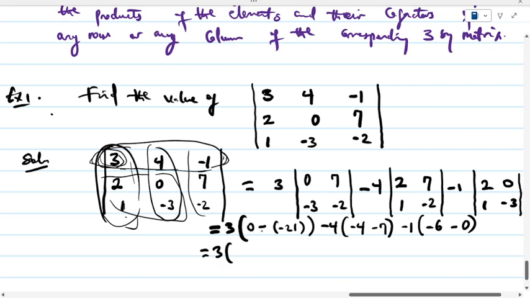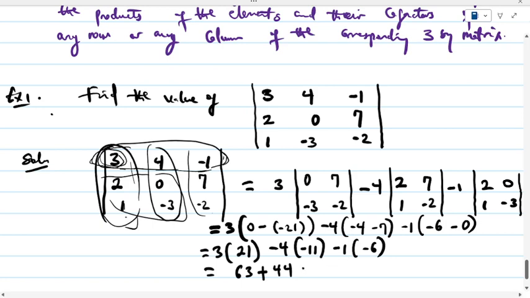So we have 3 times 0 minus minus 21, that will give me 21. Minus 4, minus 4, minus 7, that is minus 11. Minus 1, and minus 6 minus 0 is minus 6. So 3 times 21, that is 63. And minus 4 times minus 11, that will be plus 44. Then minus 2 times 2 is plus 6.